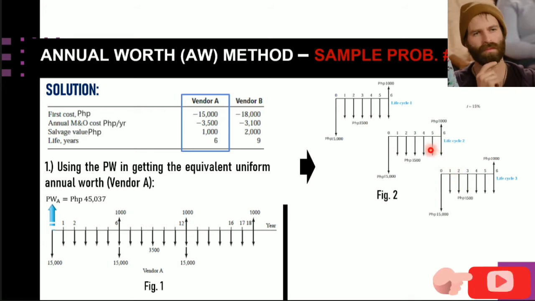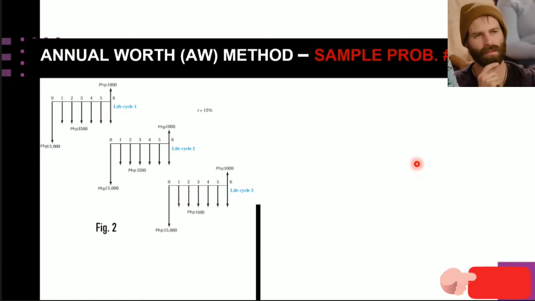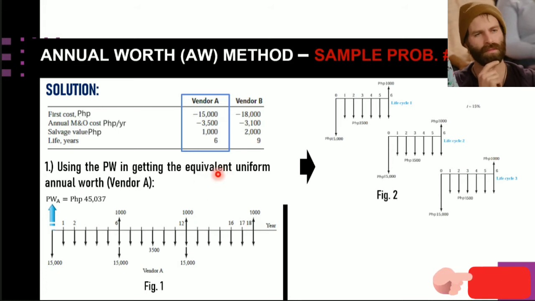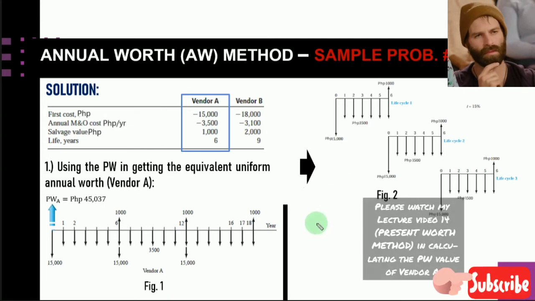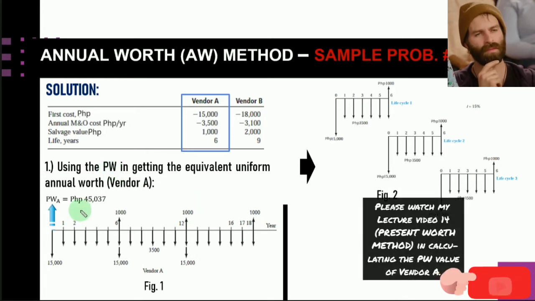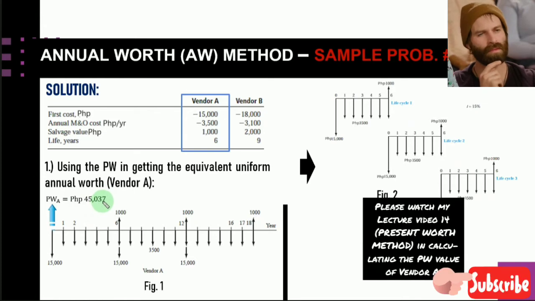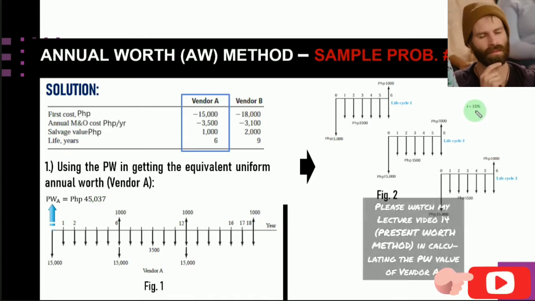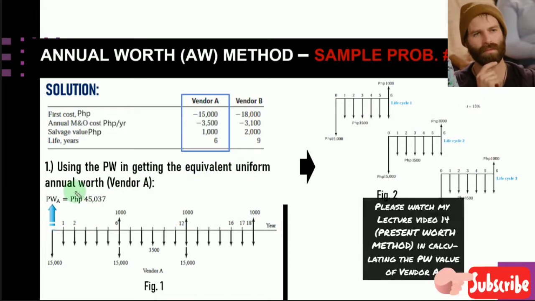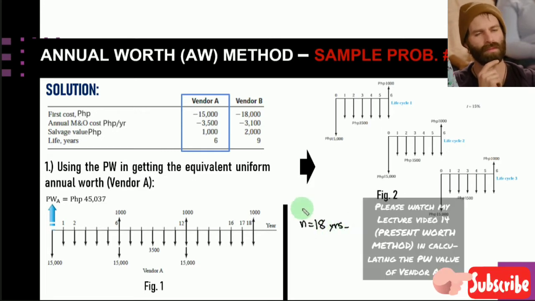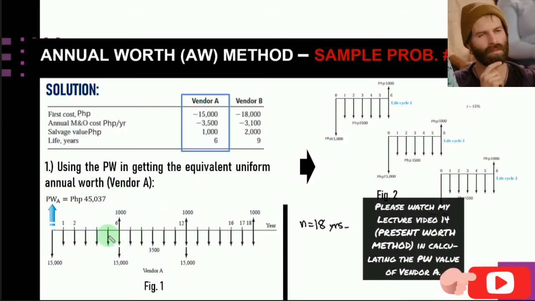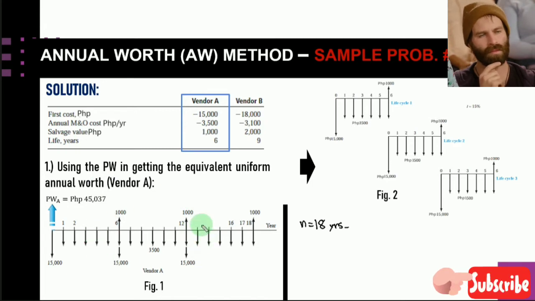Okay, so now we are going to consider this equivalent uniform annual worth using this PW. So we have now a calculation for this one based on this present worth. Okay, so our PW, this present worth value, is 45,037 pesos. Our I is simply 15%, it is given in the problem. And since we are going to get the equivalent uniform annual worth, our N is equal now to 18 years, because we need to consider the 3 life cycles here.